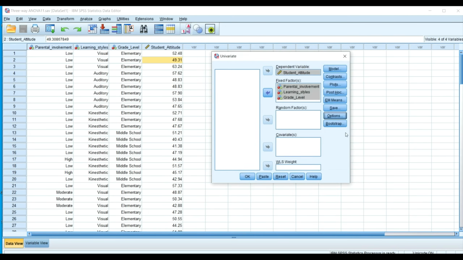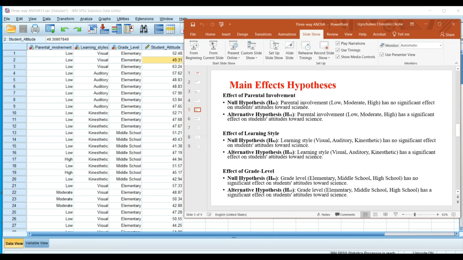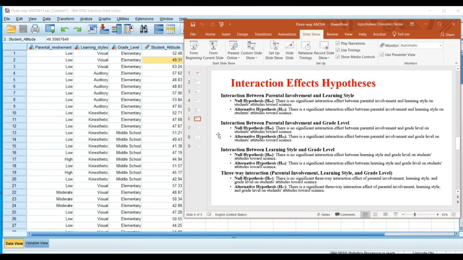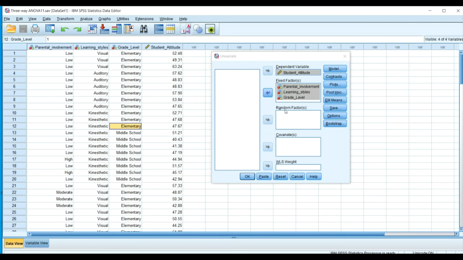So this gives us the opportunity to know the ones that are actually contributing, whether there is truly any significant effect difference between the groups. Whether parental involvement has any significant effect, the same thing, learning style, the same thing, grade level. So we want to see that. Then if there are, we go into the next one.